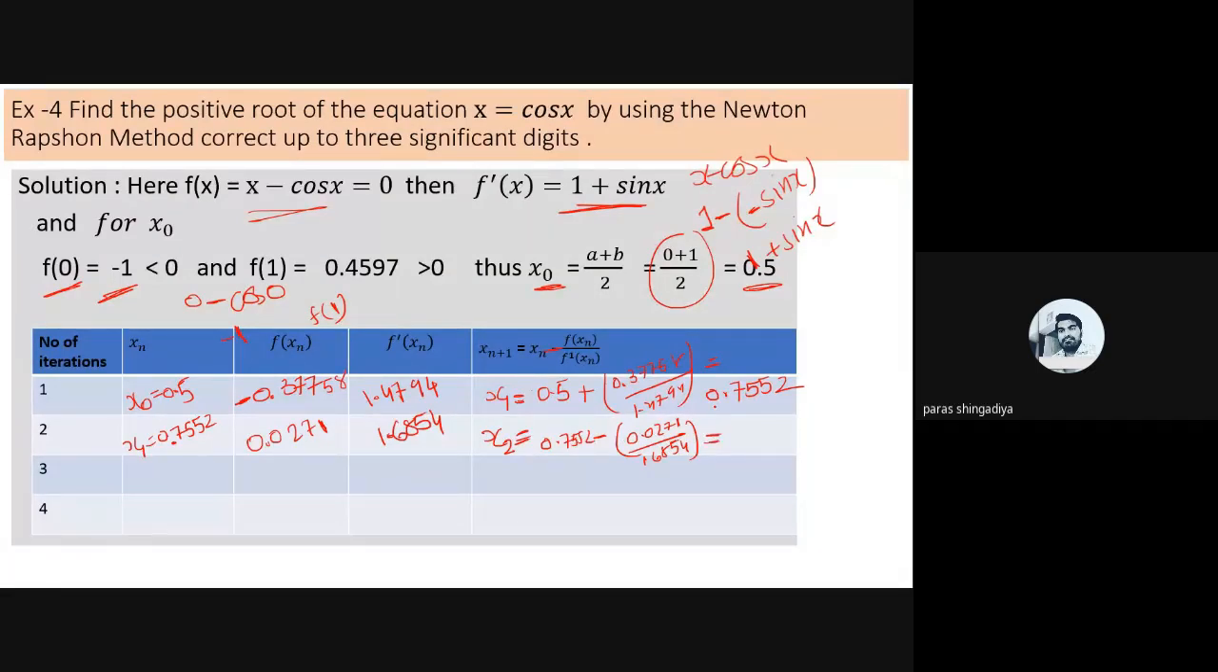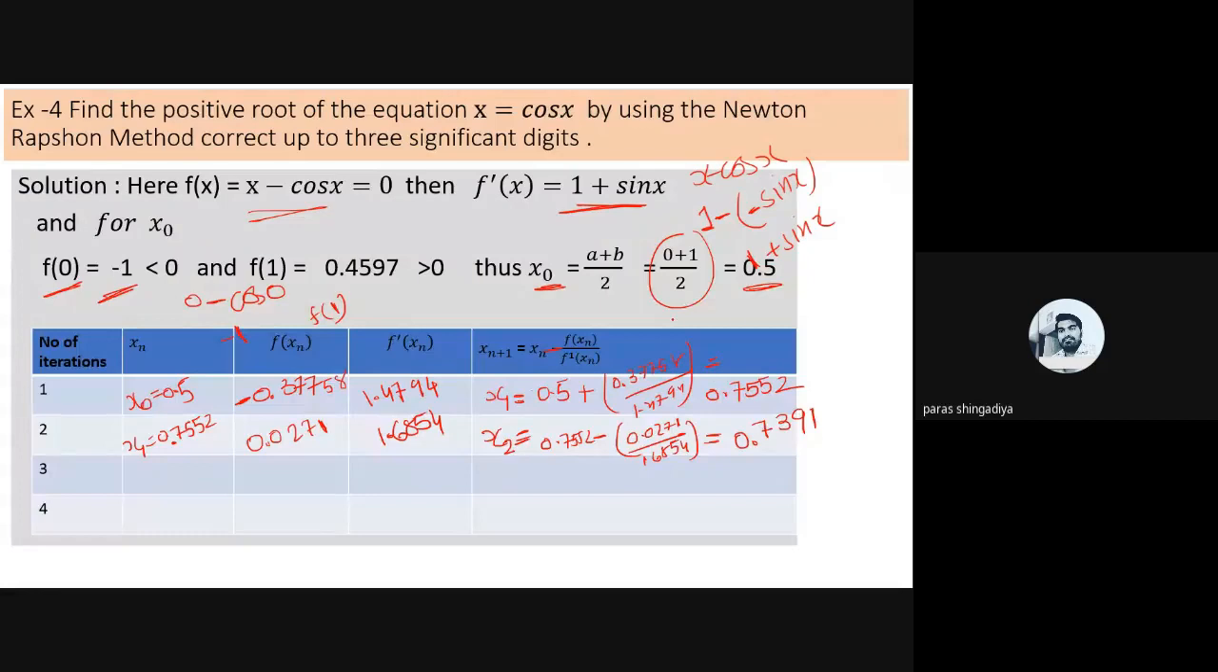You will get the direct answer without finding the division first and then subtracting. Just type in your calculator 0.7552, then minus bracket, and then write this division form, 0.0271 divided by 1.6854, bracket over, and then press enter. You will get the answer 0.7391. Correct? 0.7391.